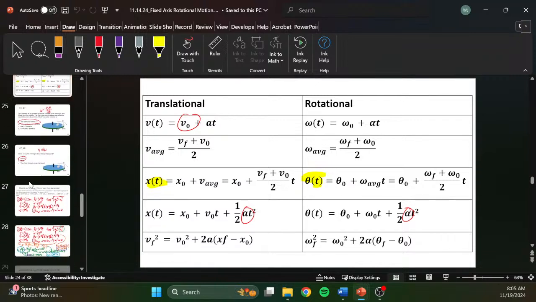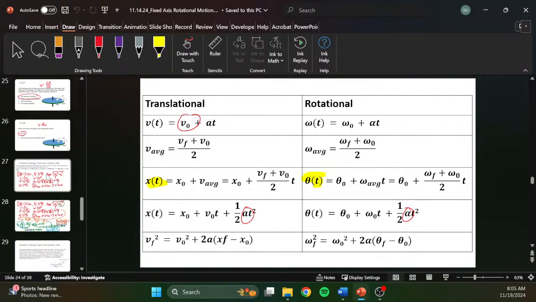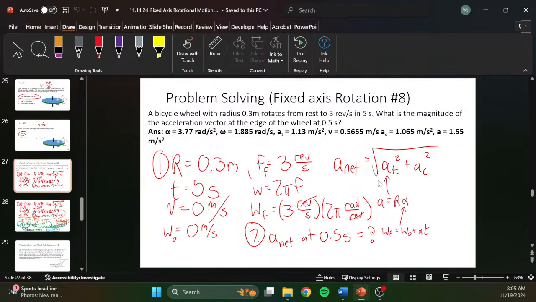And then we did do an involved problem where we found the acceleration. I remind you all there's 2 types of acceleration: centripetal and tangential.